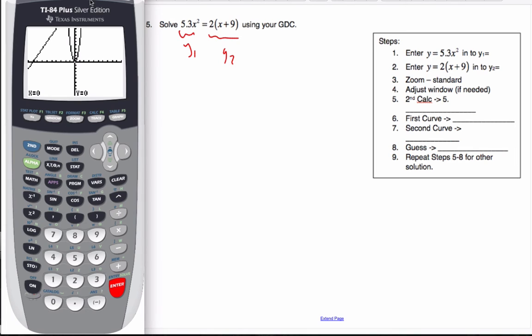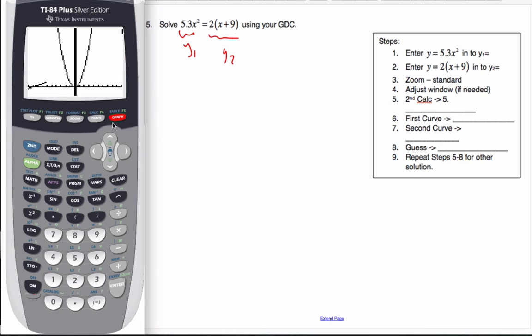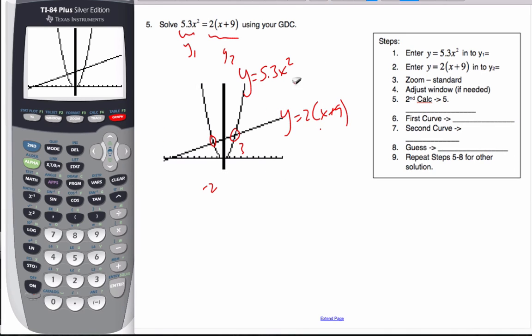I can't see the graphs way up high here, so I'm going to change my Y max. I'm going to make it, I don't know, 70, because it seems pretty high up there. And let's see what I get. Here they are. Okay, so in this case, I get my graph. If I do some estimating, this value here looks like about negative 2, and this one's going to be like positive 3. So I'm labeling my graph as y is 5.3x squared, and this was y is equal to 2x plus 9. And so I have these estimates.